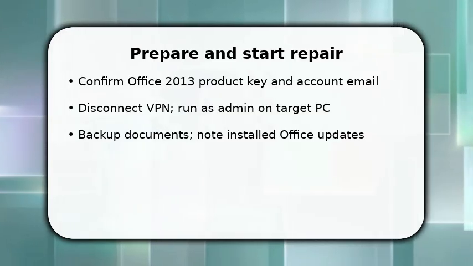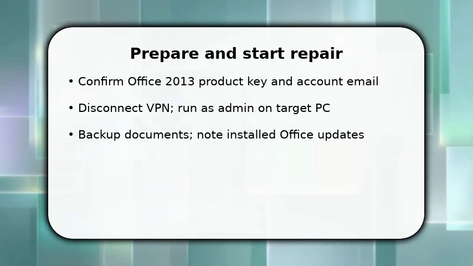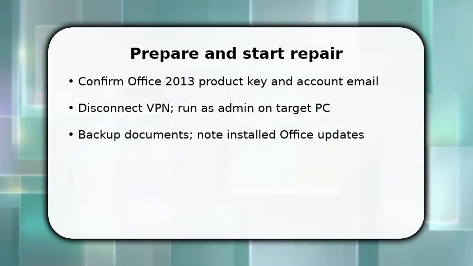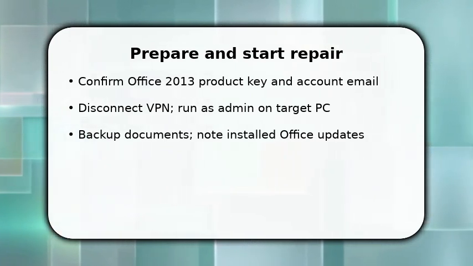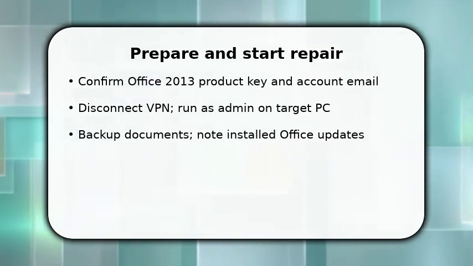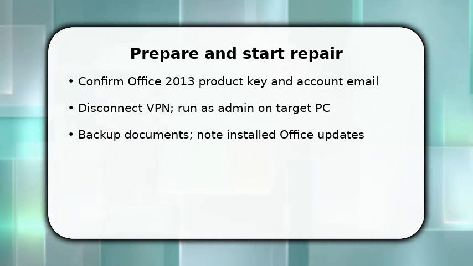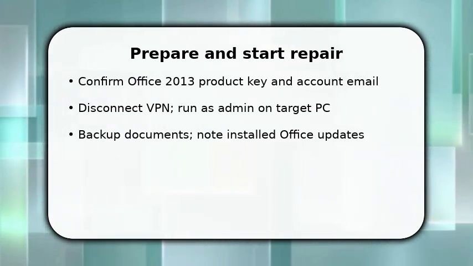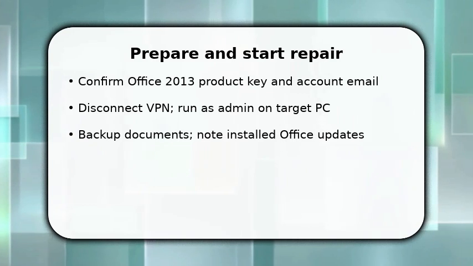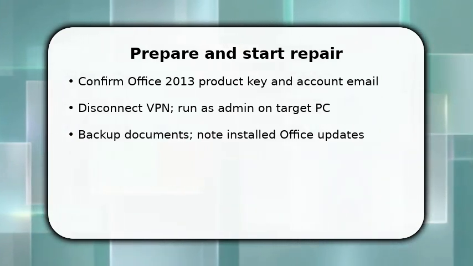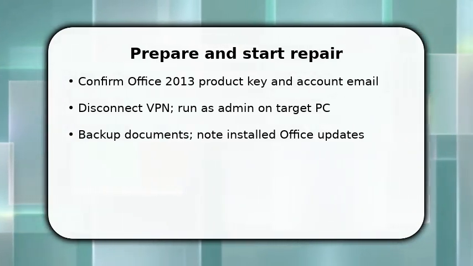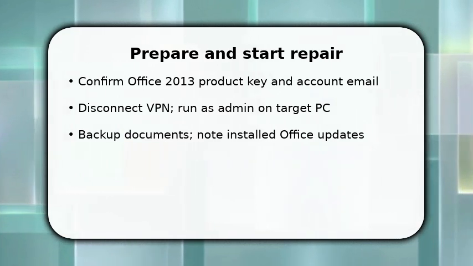You begin by confirming the product key and the Microsoft account tied to Office. This prevents activation mismatches. Once done, disconnect any VPN or proxy because activation checks rely on direct network queries. Make sure you run the activation or repair steps as an administrator so files and registry entries can be changed. Also back up critical documents before modifying Office. That avoids accidental data loss.